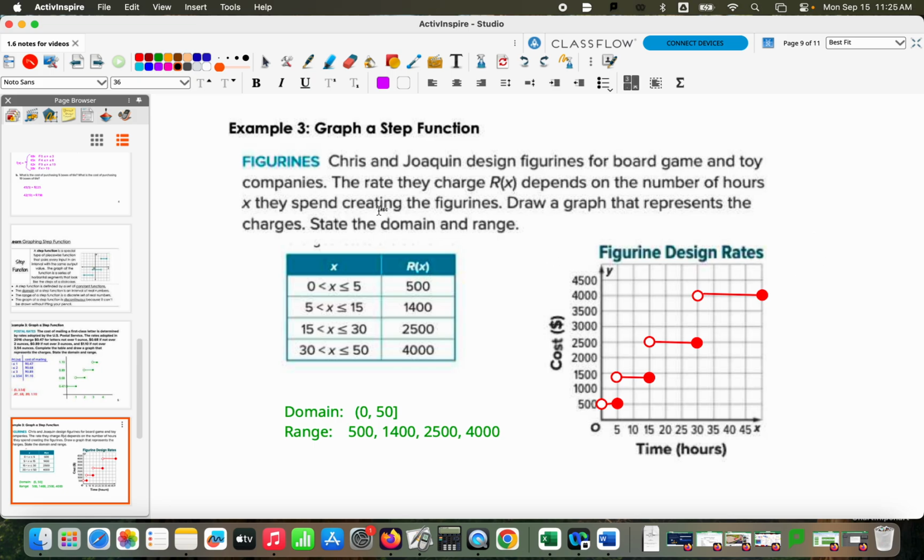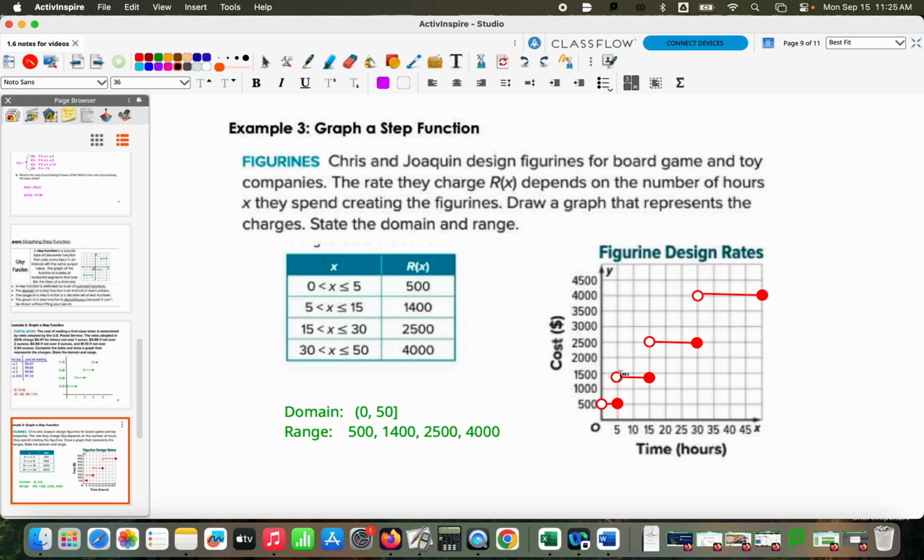We can try that one more time. This time they actually do have the table filled in. Depending on how long they work, it looks like how many hours, there are different costs. So between 0 to 5, it's 500. Again, notice all this side here has open circles, has not equal to. So we start off with an open circle, then we get to a closed circle. So between 0 to 5 hours, it's 500.